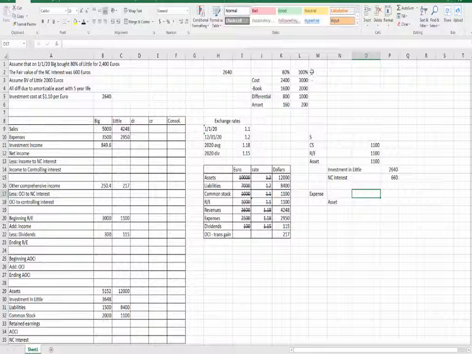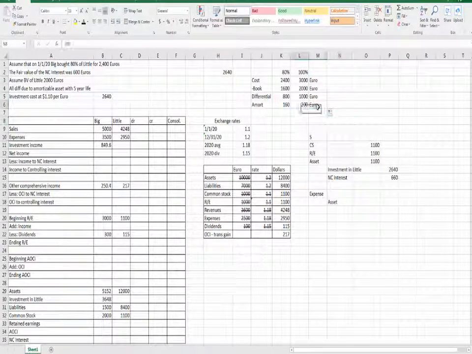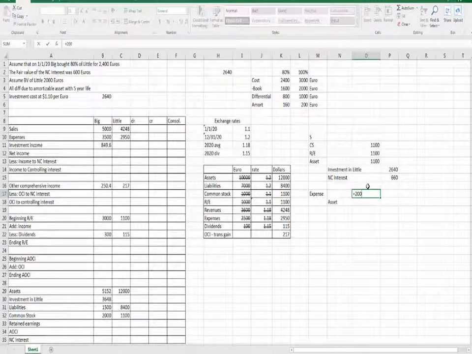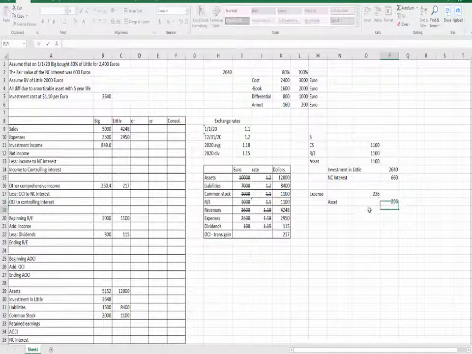Now, the amortization is measured in euros. These are all euro numbers. When we write that off, we're going to convert it to dollars at the average exchange rate. Again, we always use the average exchange rate for our expenses. So the expense is going to be 200 euros times the average rate of $1.18.